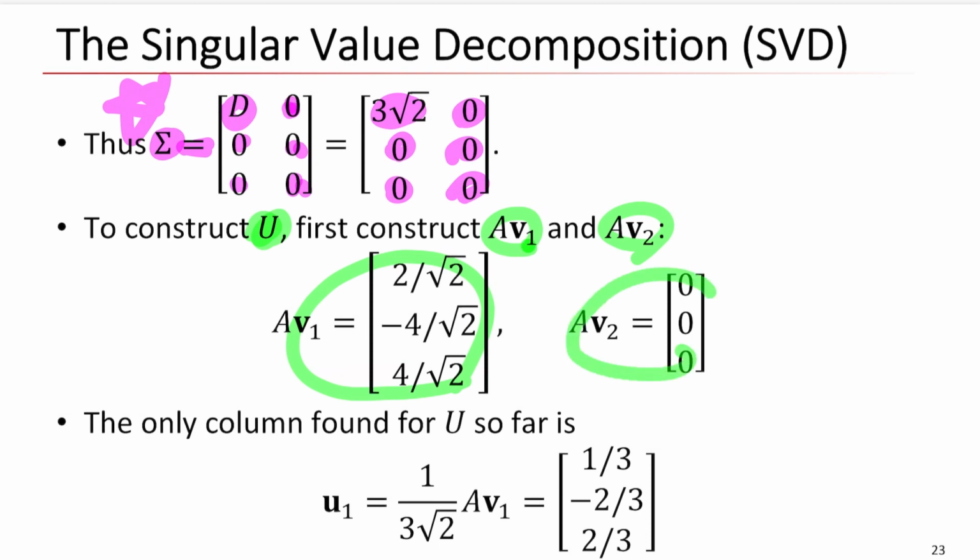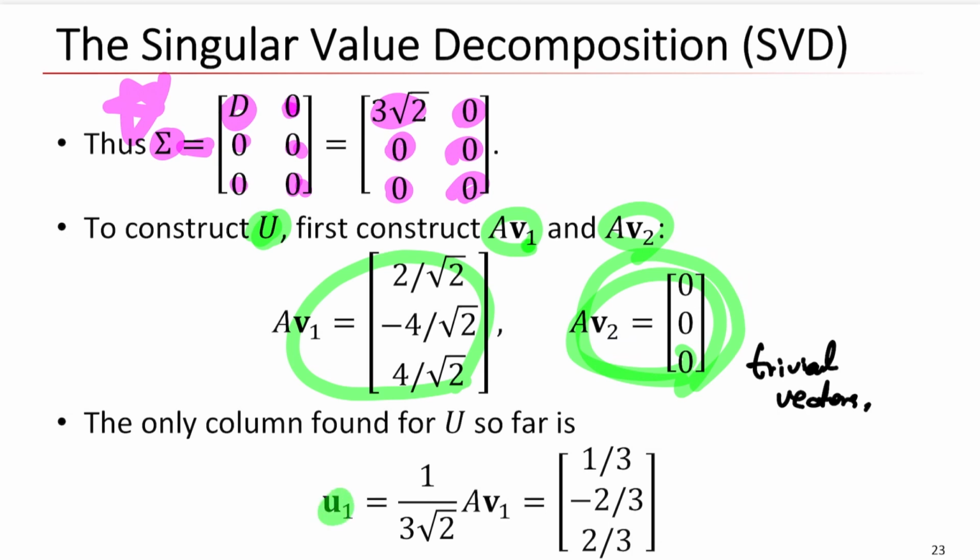So AV1 is something like this, AV2 is something like this, right? But as you know, these zero vectors cannot be contained in the orthonormal basis, right? Because this is just a trivial solution, a trivial vector. So we need to find another vector U that fills the matrix U.